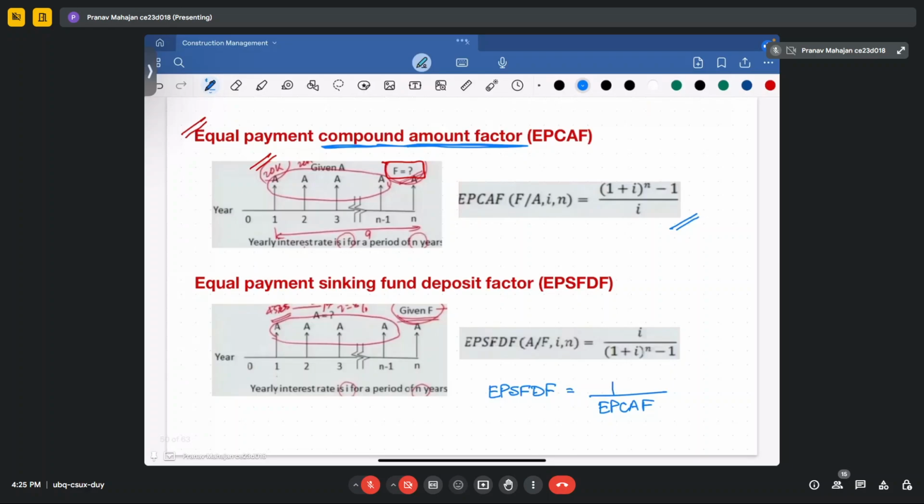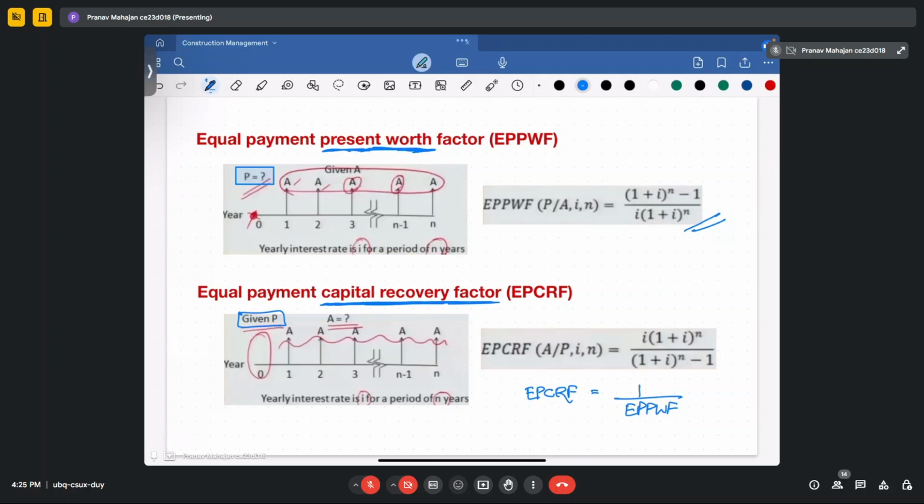However, when you are required to calculate the sinking fund, that is the annuity amount given the future value of the money, where you have fixed in your mind that this much amount I should get in the future, then it will be the inverse of the equal payment compound amount factor. Next, when you are expected to calculate the present value of the money from the annuity that you are providing in the future, you will calculate using the equal payment present worth factor. That is 1 plus i to the power of n minus 1 divided by i into 1 plus i to the power of n.